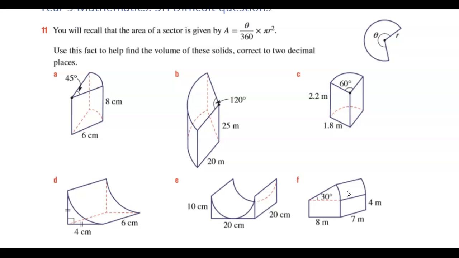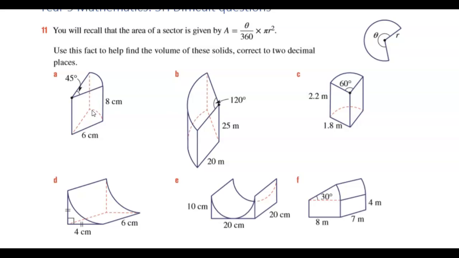So you've got the sector formula here. When we did sectors earlier on in chapter 5, theta is just the angle. Theta over 360 just tells you what fraction of the circle you're taking. And then the pi r squared is the area of the circle. Now, each circular part is a constant cross section.